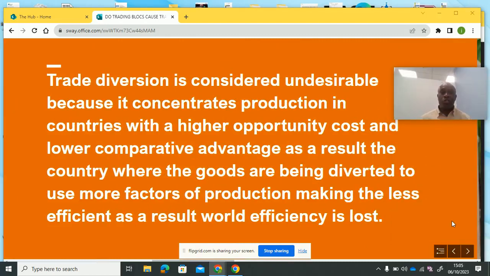It's considered quite undesirable because it concentrates production in countries with high opportunity costs. Spain has a higher opportunity cost. If you don't understand that, please go back to my video on comparative advantage. They have a high opportunity cost, and therefore they have a lower comparative advantage.